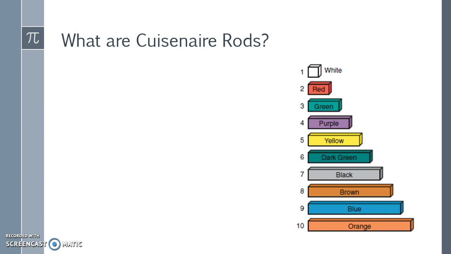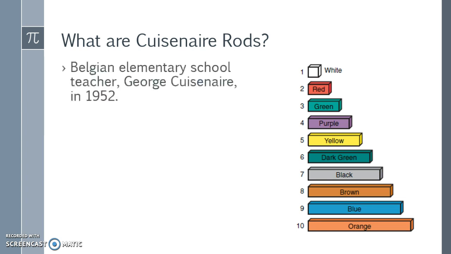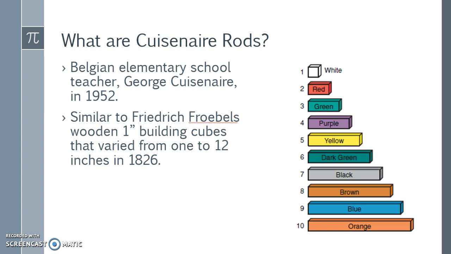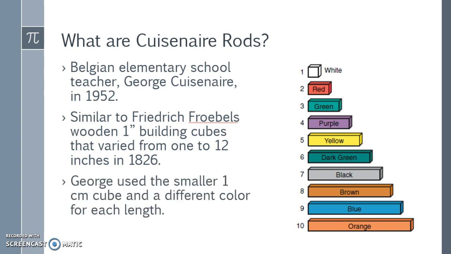But before we get to them, let's talk a little bit about the history and where they came from. A Belgian elementary school teacher, Georges Cuisenaire, in 1952 developed them for his elementary classroom so he could help students better understand arithmetic. These are similar to Frederick Froebel's wooden 1-inch building cubes that varied from 1 to 12 inches, which were developed in 1826. However, George used the 1 centimeter cube, so much smaller cube, and he assigned a different color for each length.